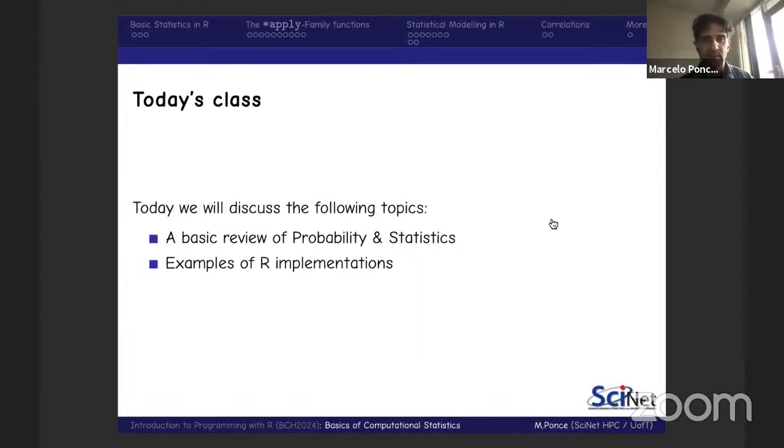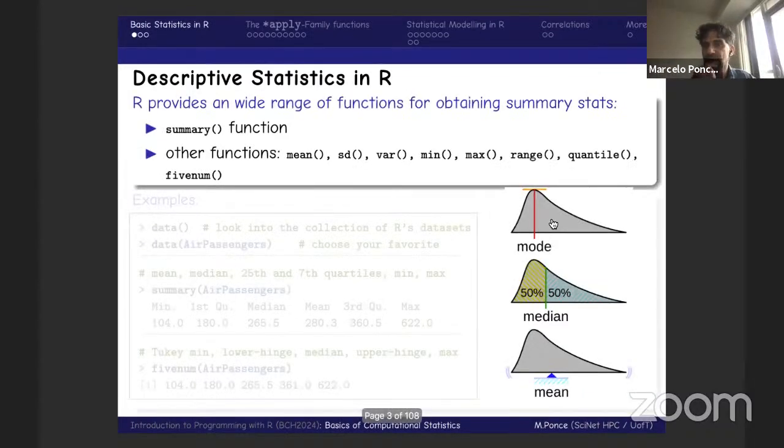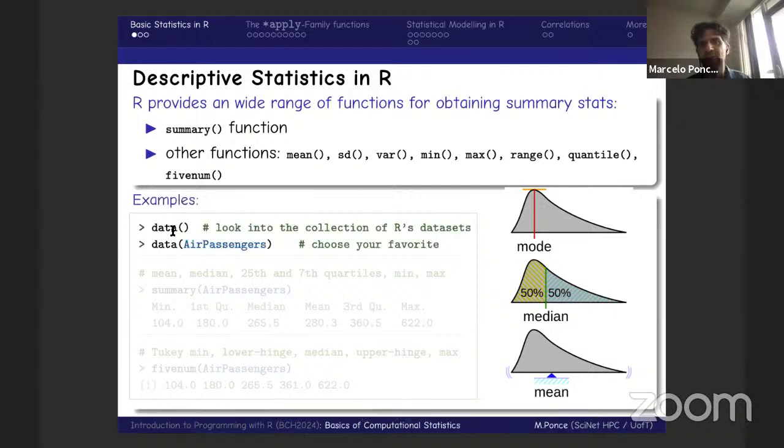So this part of the material will be a quick review on probability and statistics, and some examples of how these things are implemented in R. R has tons of different functions already included in the language to do statistics. The summary function, which I believe we saw a couple of lectures ago, is an example. Other functions include mean, standard deviation, variance, minimum, maximum, range, quantile, fivenum, and probably more if you start to dig into different packages. Some examples are even the data that R includes.